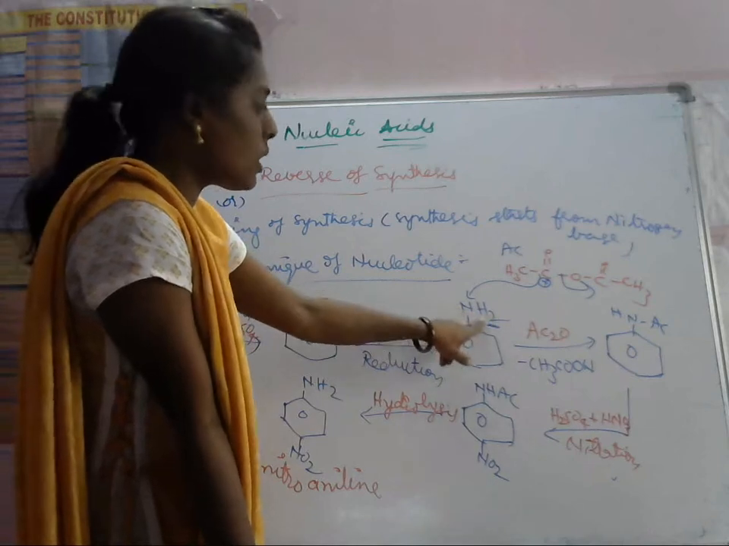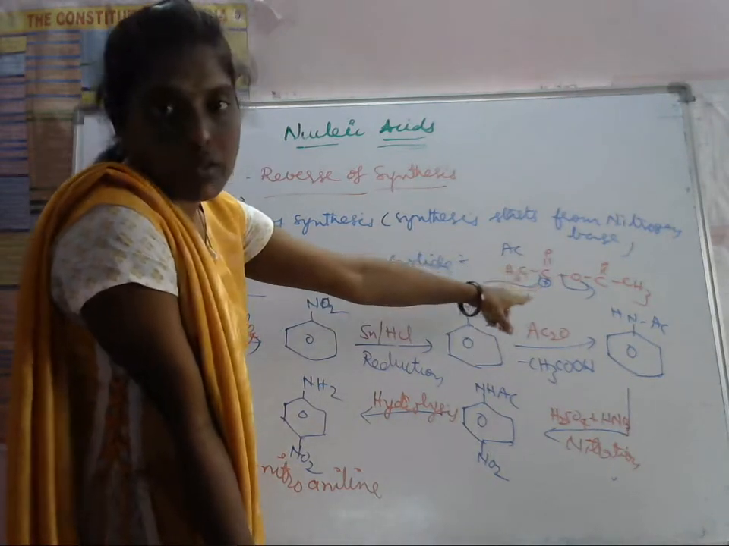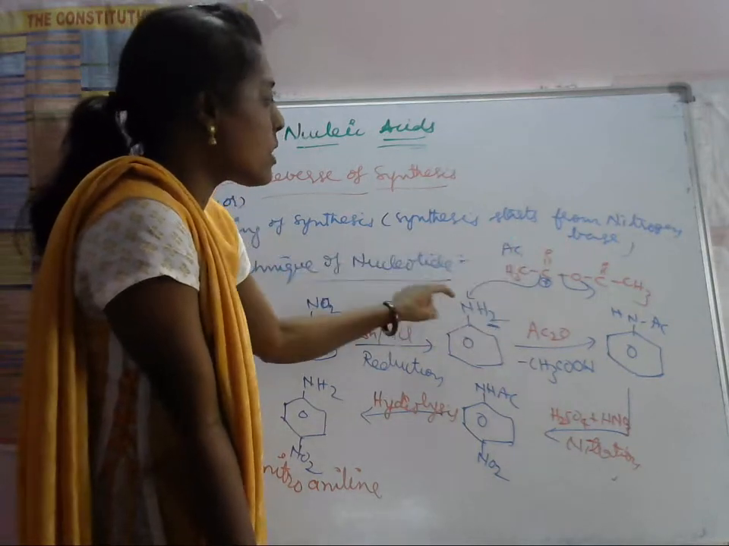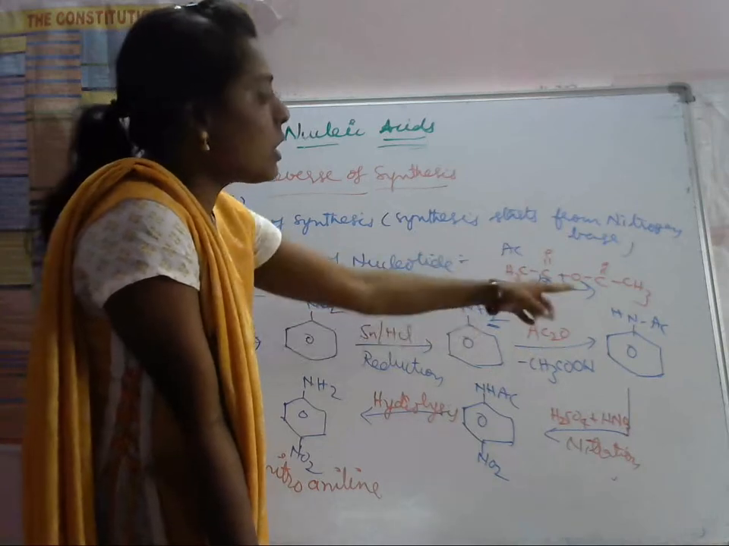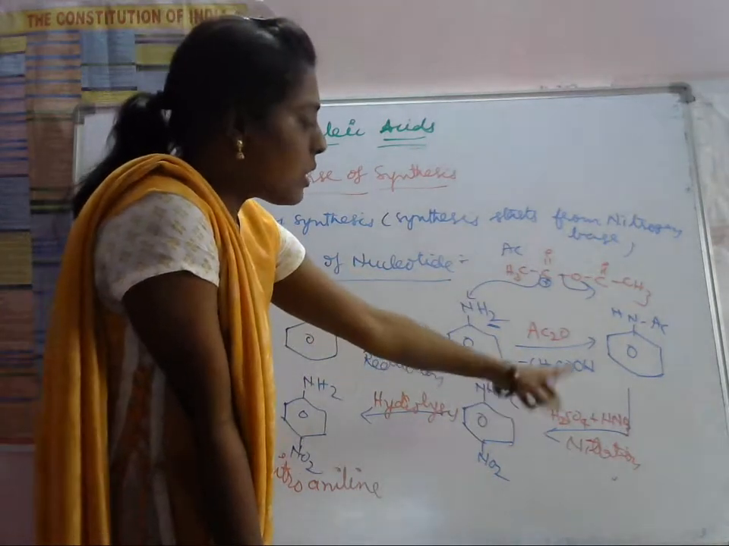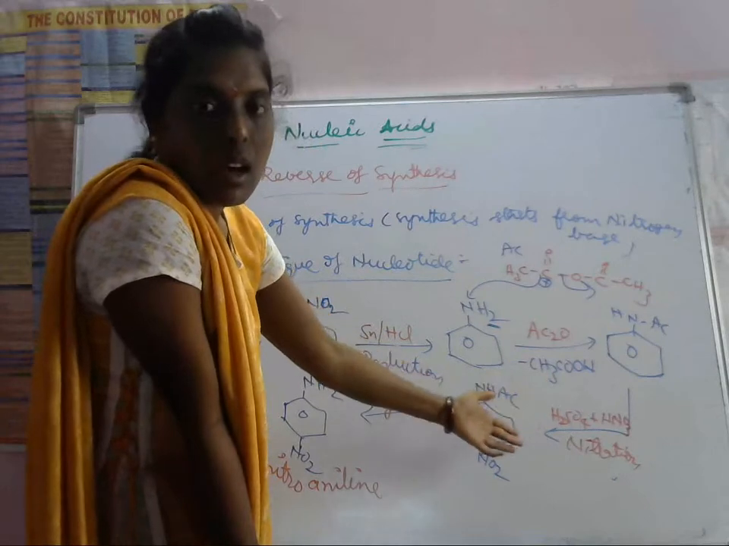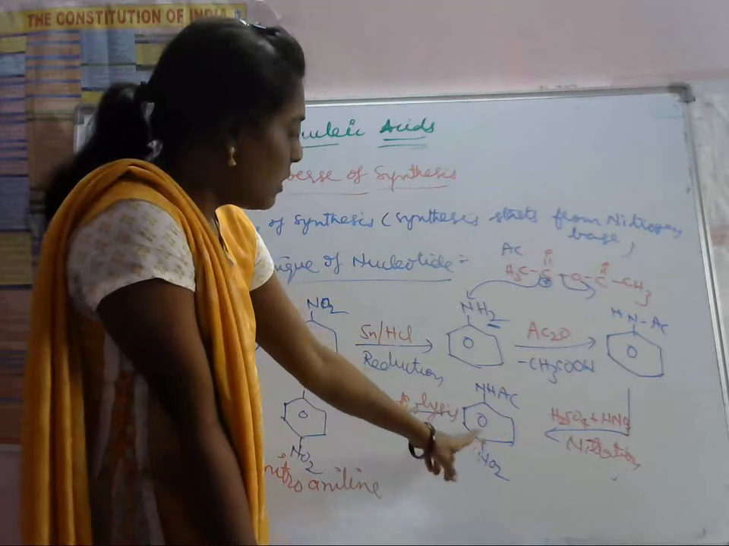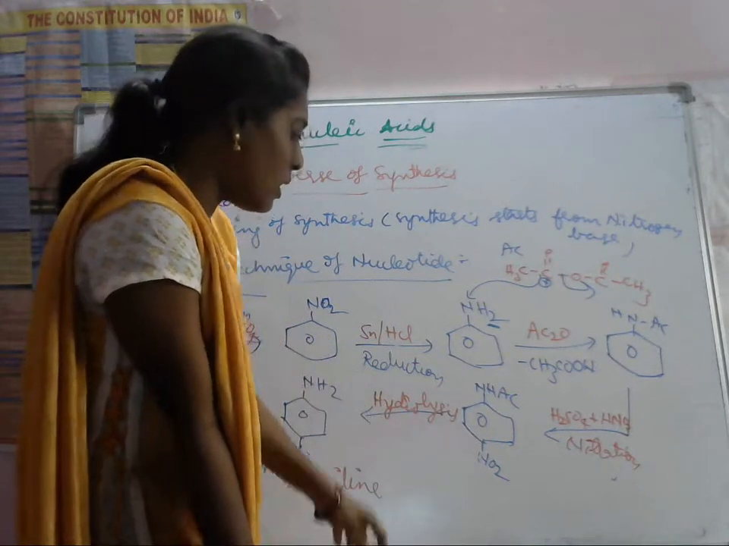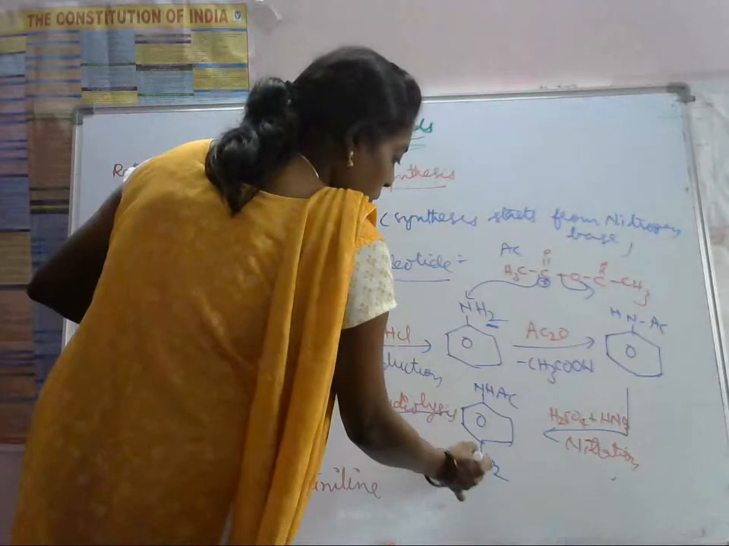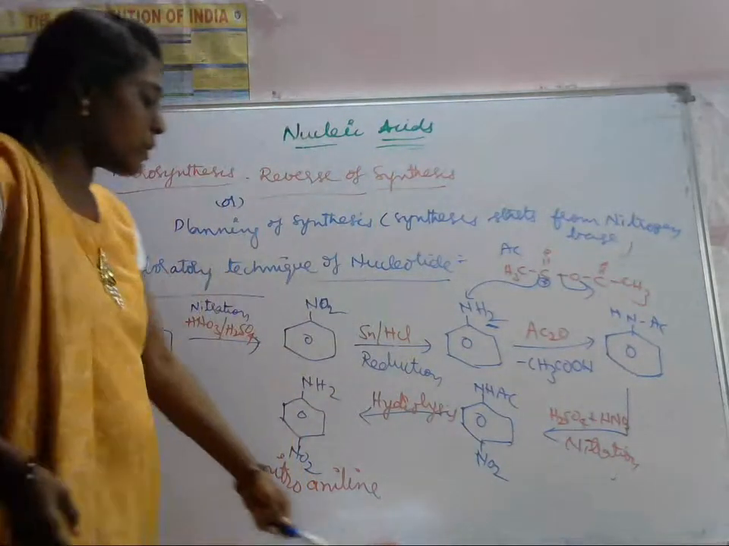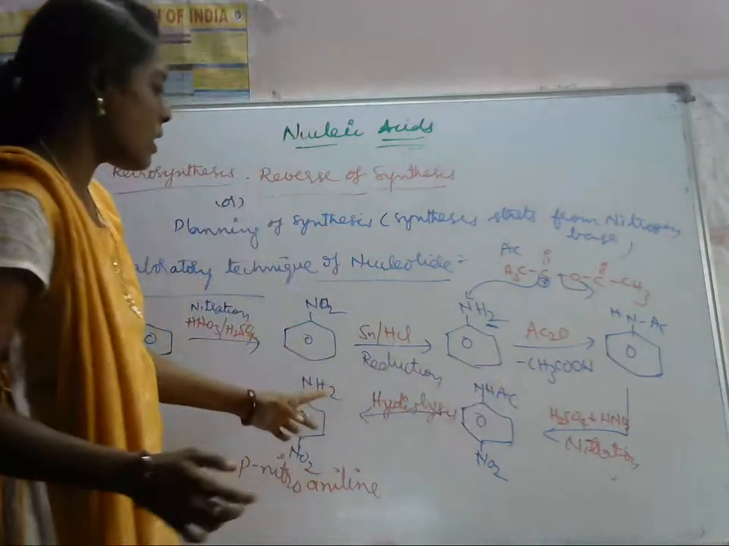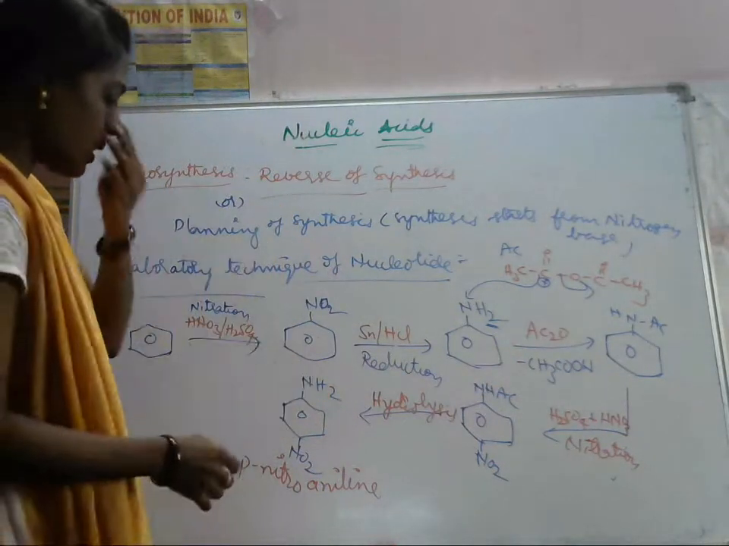And we have to protect this hydrogen by reacting with acetic anhydride. It will remove the acetic acid and one acetyl group is attached to this nitrogen. Next, another nitration mixture: another nitro group will attack at this para position. Then if you do the hydrolysis, this acetyl group will be removed and hydrogen added. So this is para-nitroaniline.